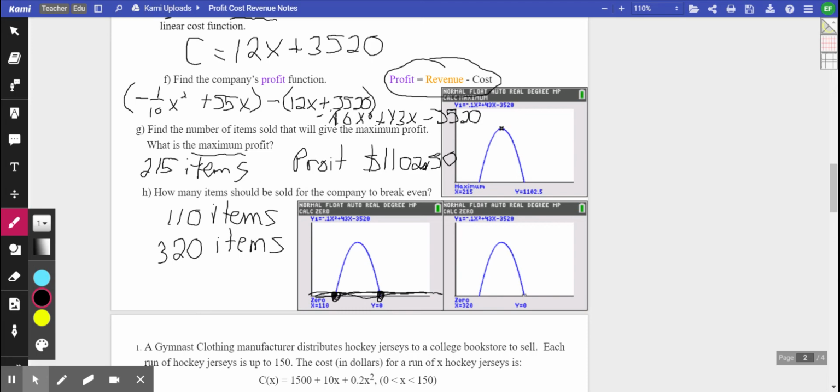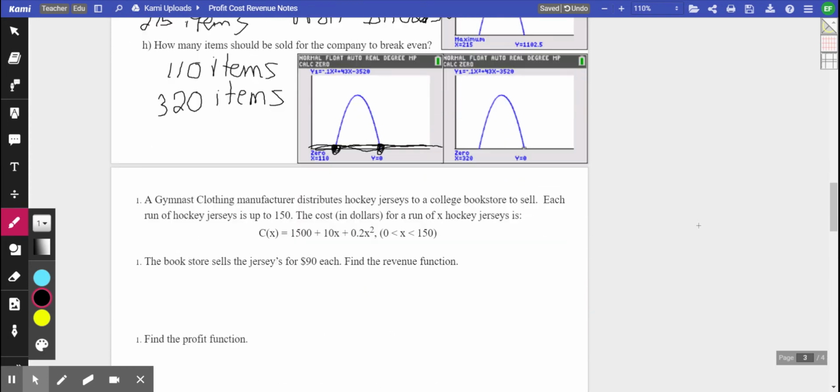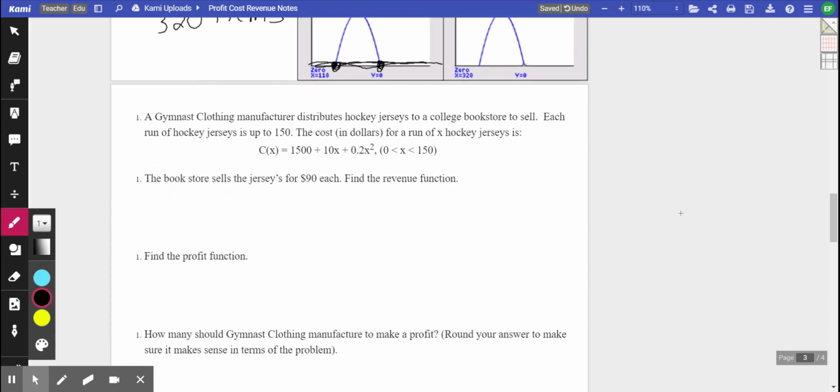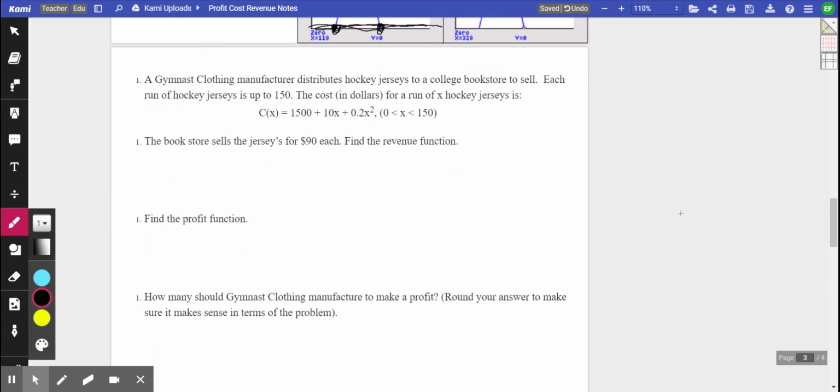They're breaking even. All right, so that concludes our notes from the other day. Now we had our homework examples. So in these examples, I've given you a lot of the information. I'm just asking you to find a piece. So here we're talking about a gymnastics clothing manufacturer, and they're distributing hockey jerseys. All right, I'm giving you the cost function here for the specific domain where x, the number of hockey jerseys, is between 0 and 150.